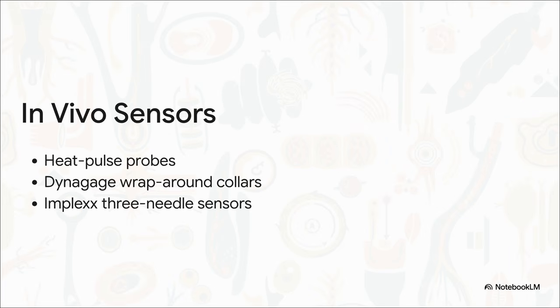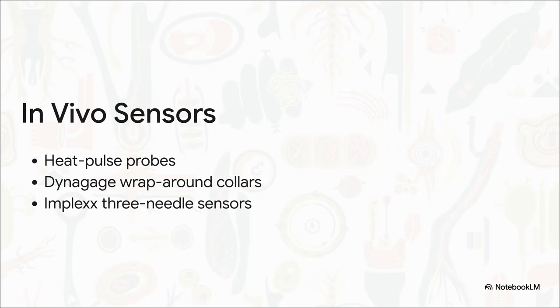Some are heat pulse probes inserted right into the wood. Others are Dynagauge wraparound collars for smaller stems, or Implex 3-needle sensors. They actually work by sending a tiny pulse of heat into the stem and tracking exactly how fast that heat moves with the water. This measures the actual volumetric water traffic inside the stem.